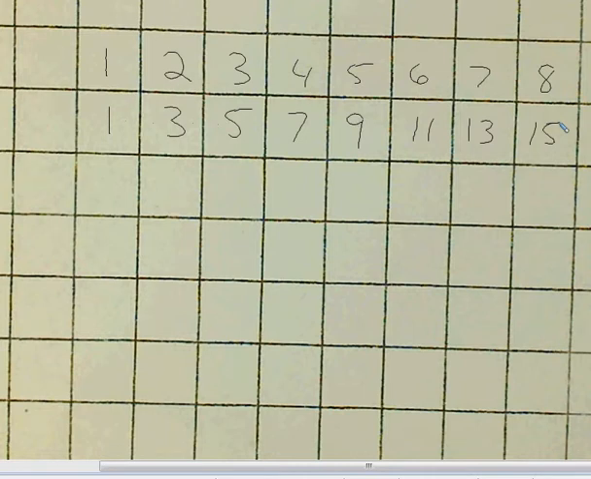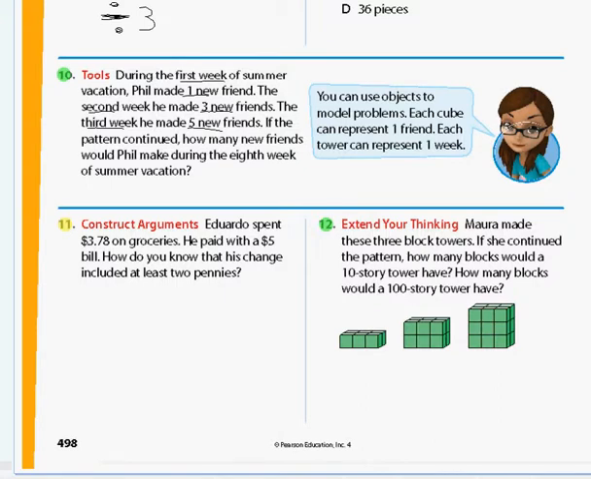And it looks kind of similar to one of our other patterns we did on the front. If I done 1 plus 1 minus 1 is 1. 2 plus 2 minus 1 is 3. 3 plus 3 minus 1 is 5. 4 plus 4 minus 1 is 7. 5 plus 5 minus 1 is 9. 6 plus 6 minus 1 is 11. 7 plus 7 minus 1 is 13. And 8 plus 8 minus 1 is 15. Okay, but long story short, he made 15 friends.